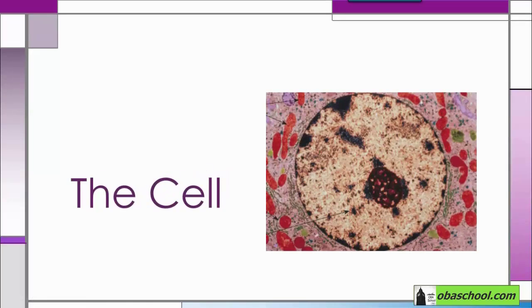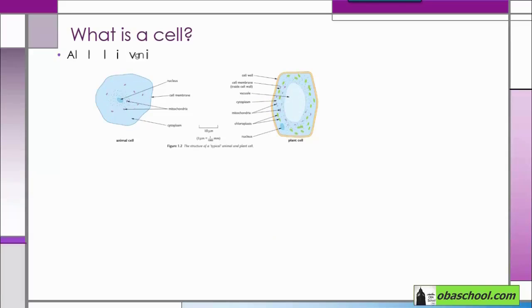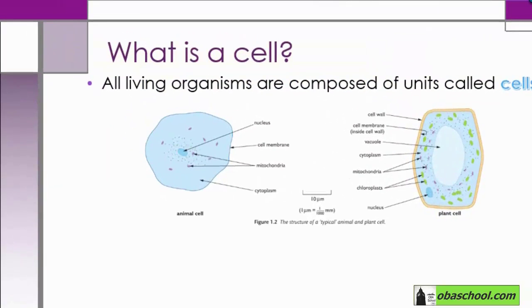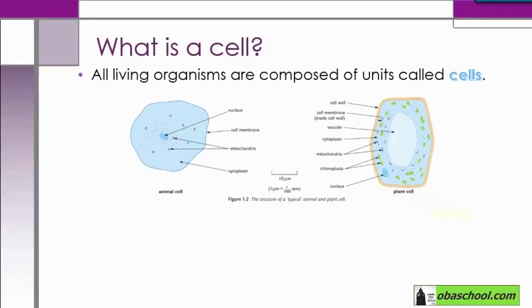The cell. We are going to introduce biology by explaining the cell. We can see here a clear natural cell. What is the cell? All living organisms are composed of small units, and they are called cells. Here we have an animal cell, and here we have a plant cell.